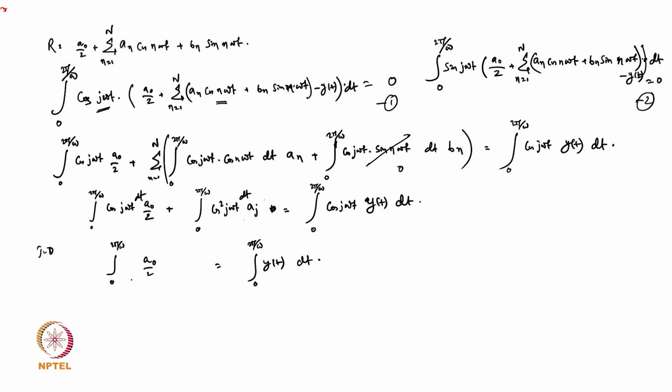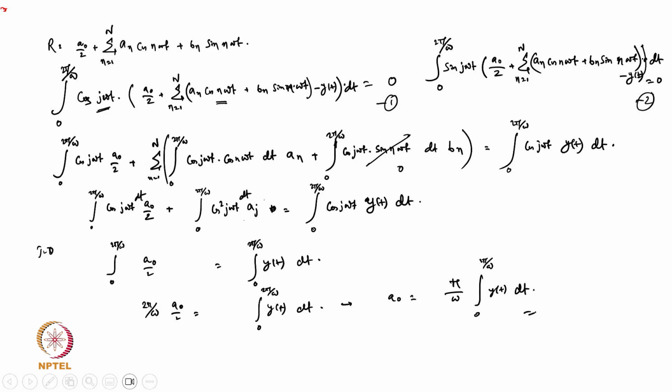So now if we try to do the integration, what will come? It will be 2 pi by omega into a0 by 2 will be equal to, here also 2 pi by omega, not 2 pi by omega, sorry. This way the scenario happens. So a0 will be equal to pi by omega into the integral from 0 to 2 pi by omega of y of t dt. So that will give you the value of a0.